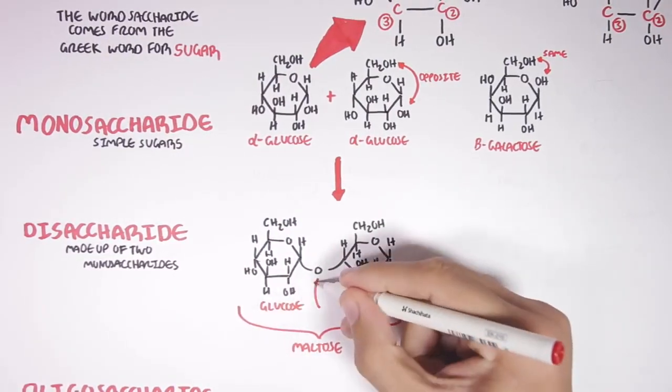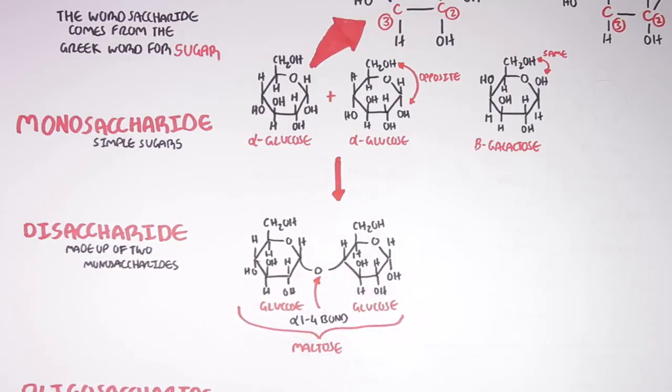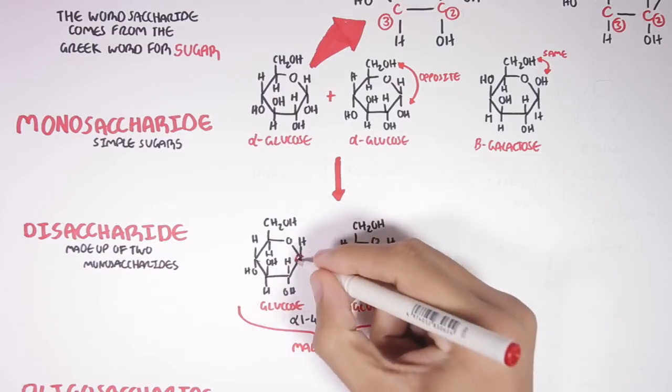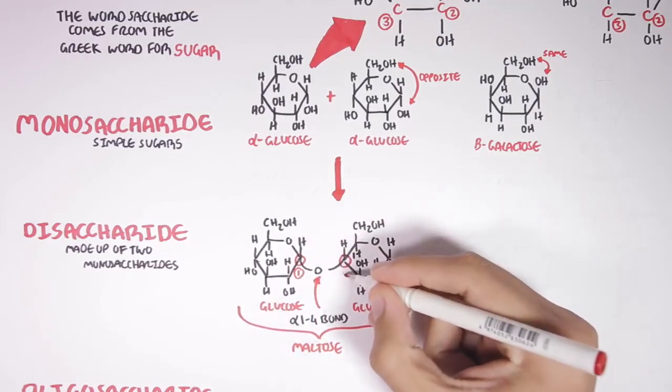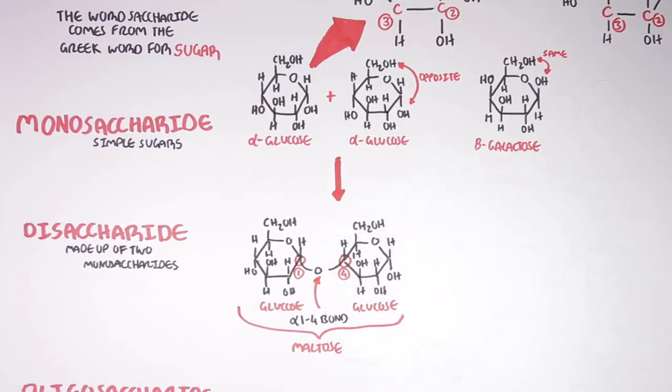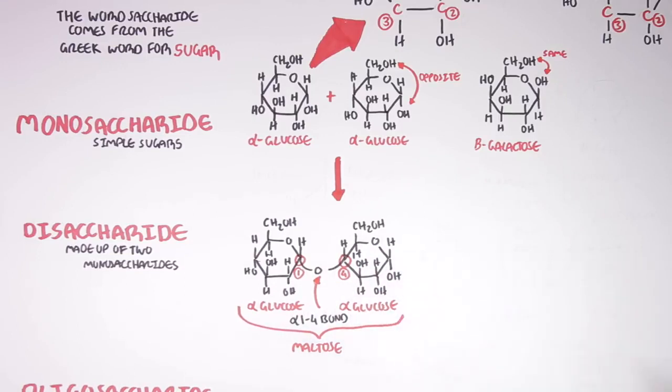It is linked together by an alpha-1,4 glycosidic bond. It's called an alpha-1,4 glycosidic bond because carbon number 1 of this glucose and carbon number 4 of this glucose are involved in the linking process. And it's called alpha because both these glucose molecules are in an alpha configuration.